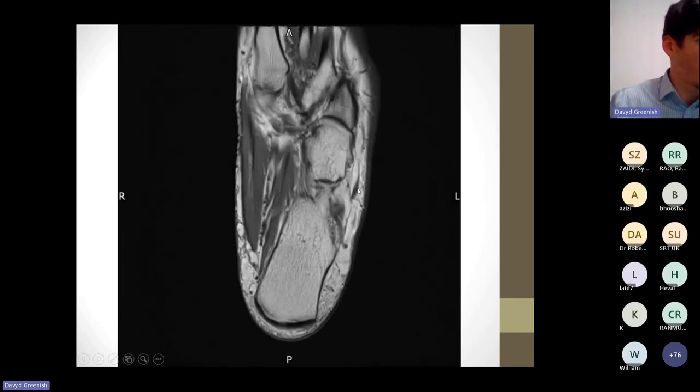What does the peroneus brevis tendon attach to? Let's see if anyone's up for that.